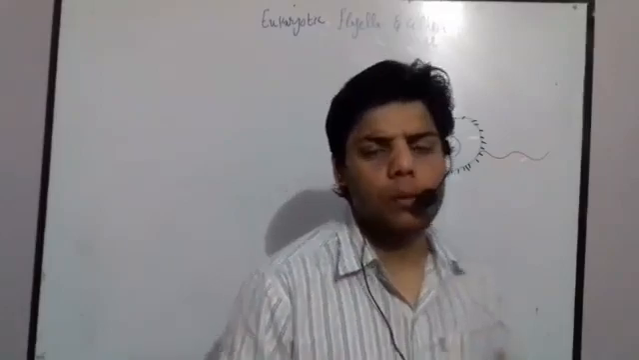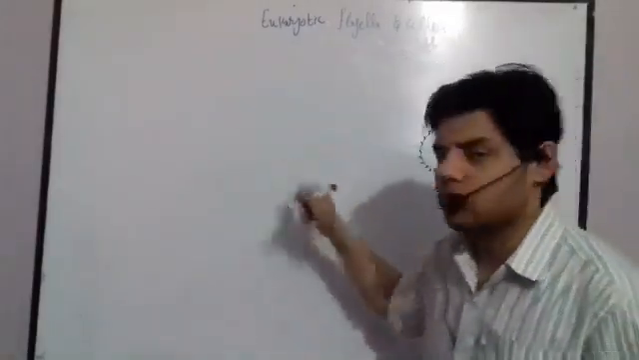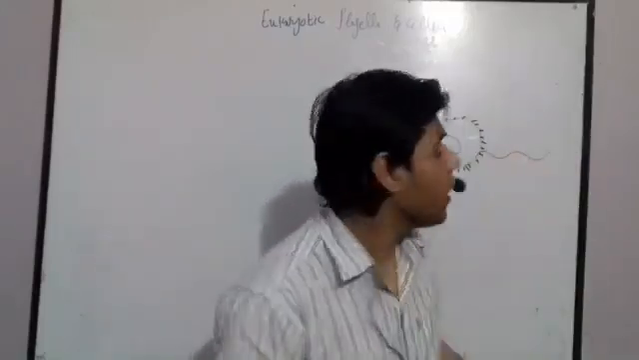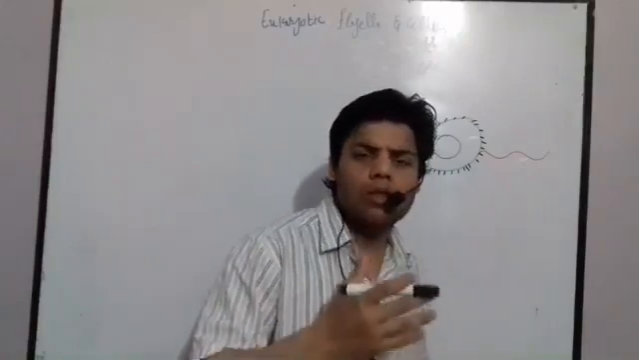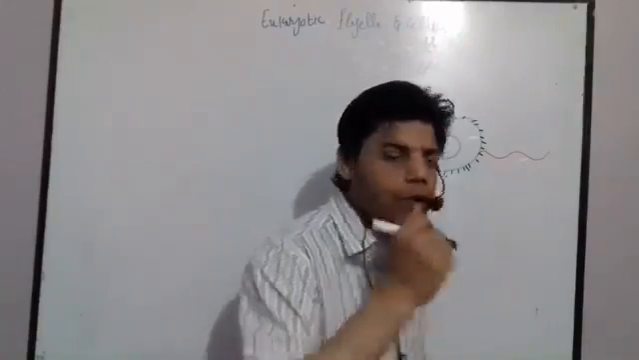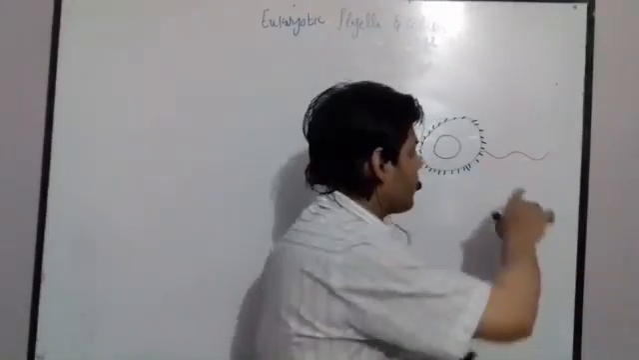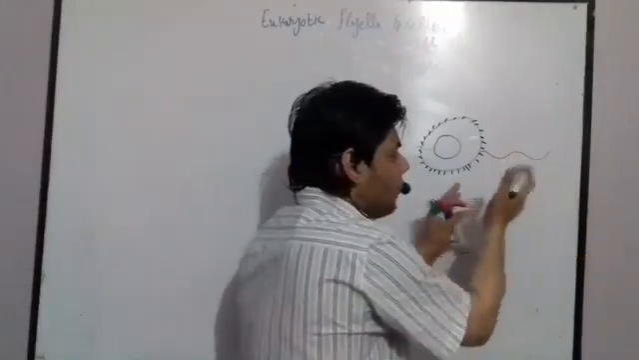Both are used for what? Both are used for the cell movement. So when the cell moves from one place to another, it is possible by these cilia and flagella. Both act as a whip. Whenever they beat, whenever the flagella beat, the cell will move.